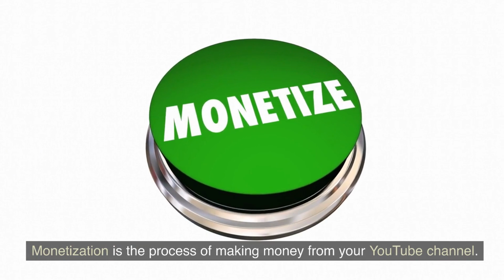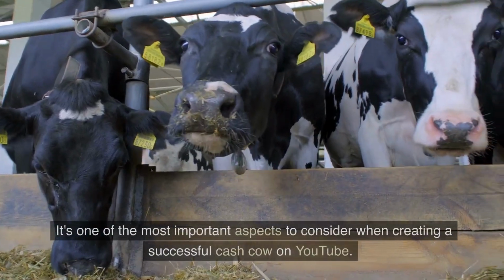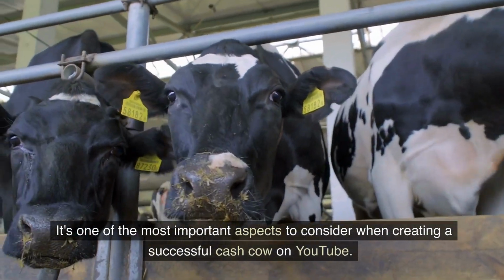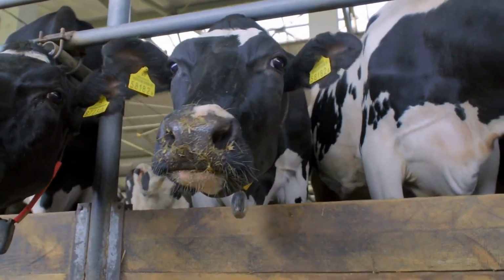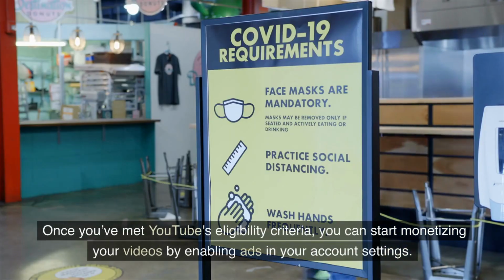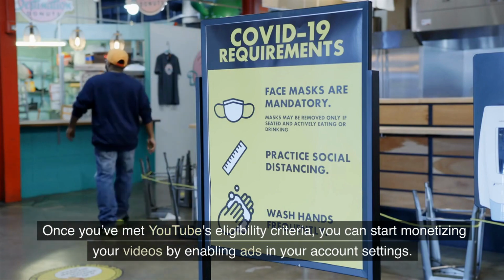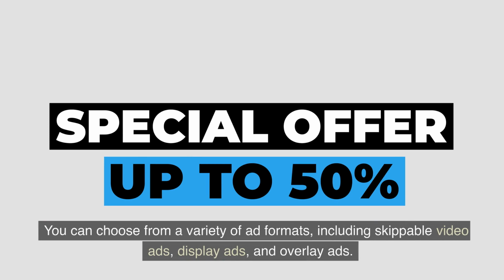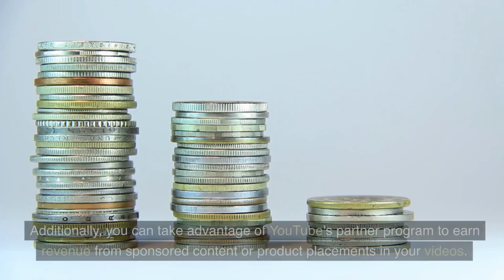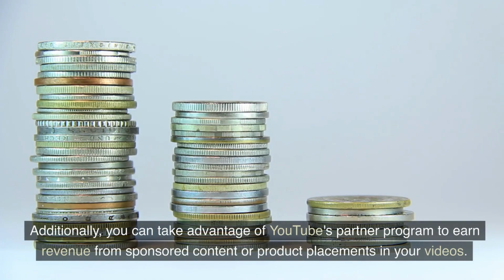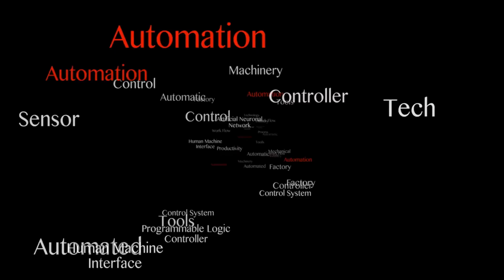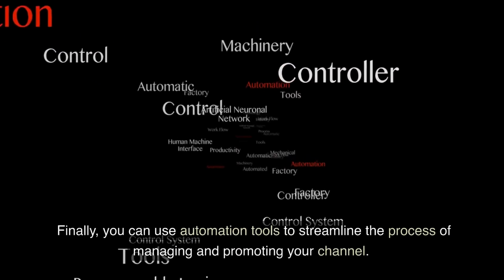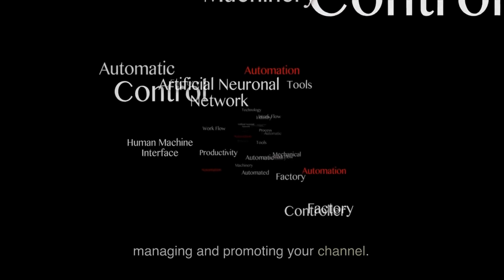Monetization is the process of making money from your YouTube channel. It's one of the most important aspects to consider when creating a successful cash cow on YouTube. Once you've met YouTube's eligibility criteria, you can start monetizing your videos by enabling ads in your account settings. You can choose from a variety of ad formats, including skippable video ads, display ads, and overlay ads. Additionally, you can take advantage of YouTube's partner program to earn revenue from sponsored content or product placements in your videos. Finally, you can use automation tools to streamline the process of managing and promoting your channel.